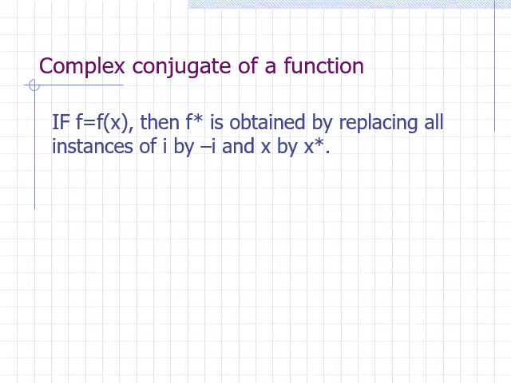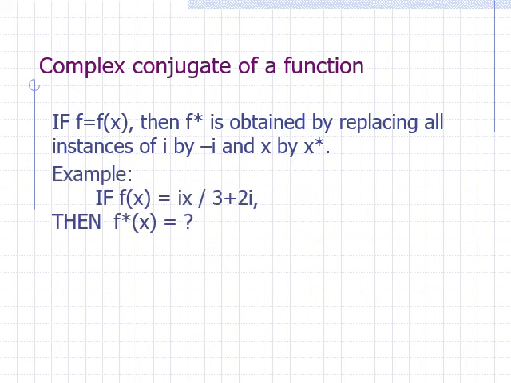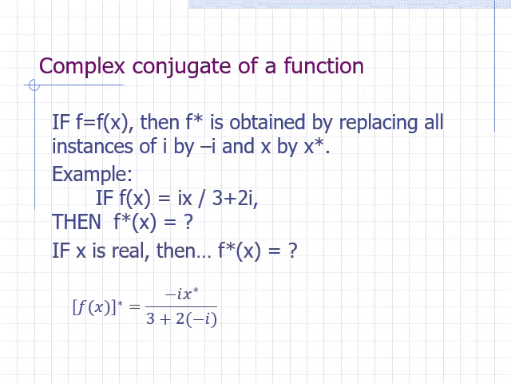Taking the complex conjugate of a function simply means replacing all instances of i in the expression for the function by negative i, and every variable and symbol in the expression by their complex conjugate. For example, if f of x is ix divided by 3 plus 2i, then how would you write the complex conjugate of f? You'd write it this way. Replace i by negative i, and replace x by its complex conjugate, x star. If a variable or symbol represents a real number, then its complex conjugate is itself. For example, if x happens to be real, then you don't need to put a star on the x.